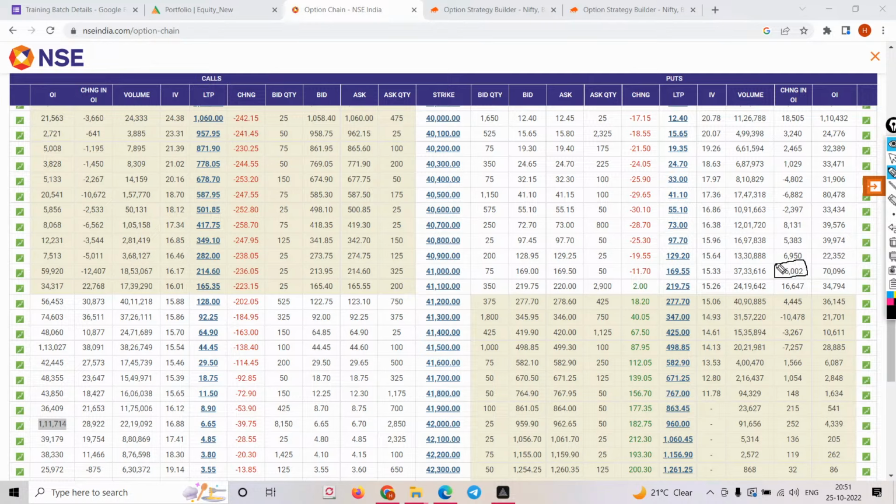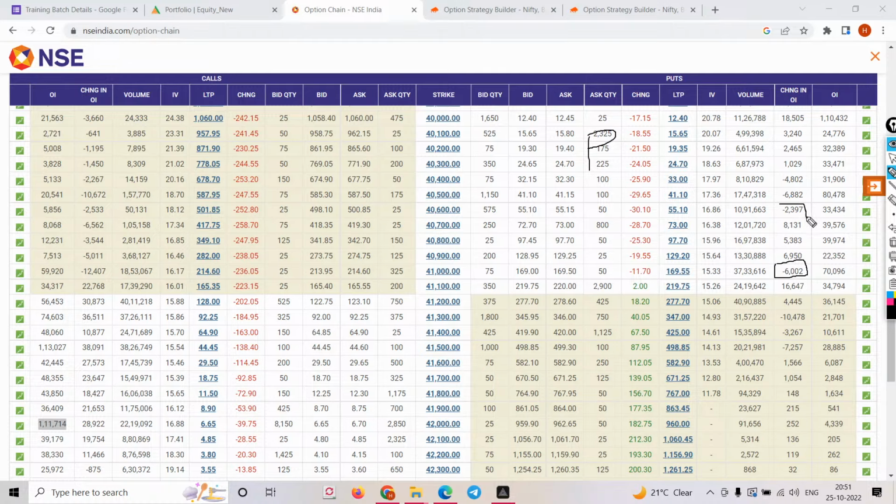Okay, yeah. So now, if you look at this, there is something called minus here. What does that minus mean? There was unwinding. People who went long, right? This is the put side. People who went short started unwinding their position. That's the reason you see this minus.